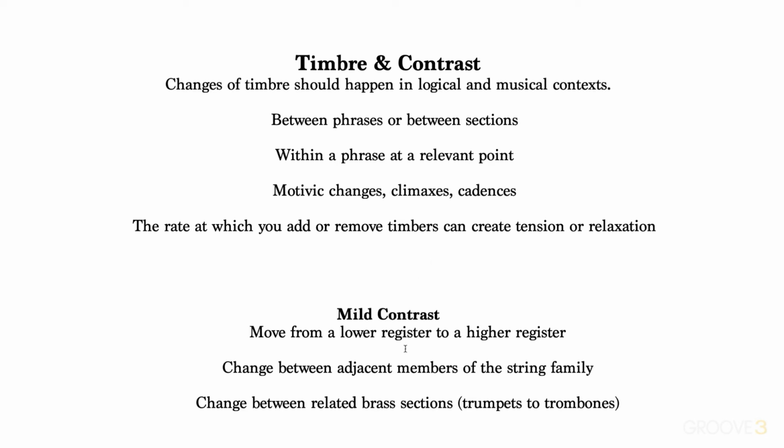Now, we have mild contrast between timbres, and that's when you move from a lower register to a higher register. Change between adjacent members of the string family, for example, you go from violin to viola to cello, or change between related brass section instruments, like from trumpet to trombone. These are all mild types of contrast.